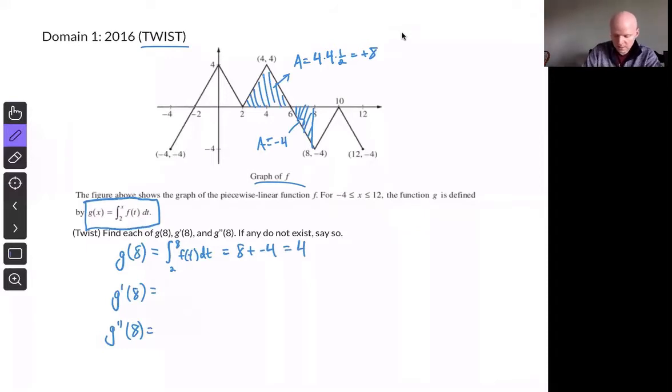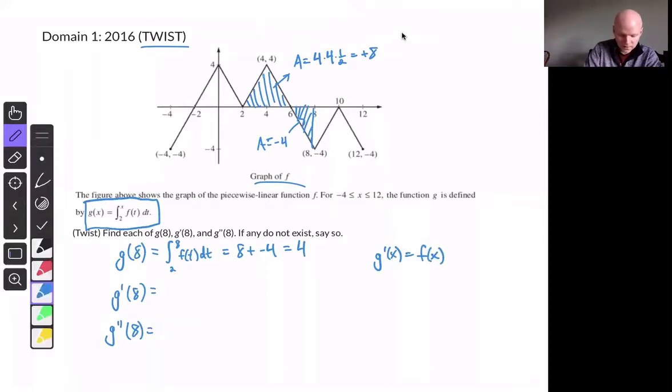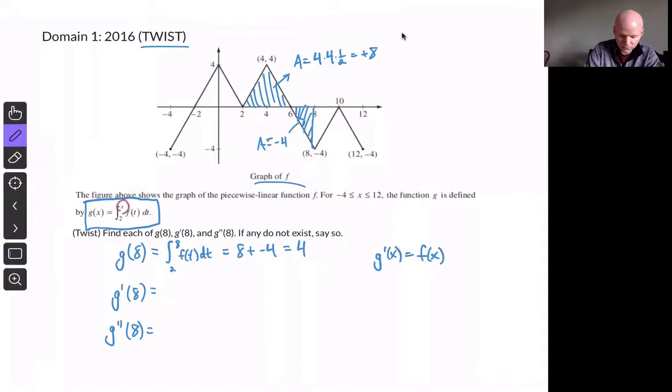Now g prime of 8. Because derivatives and integrals have this inverse relationship of undoing each other, we know that g prime of x is actually equal to f of x, because derivatives will undo integrals. And if you want to get really fancy, you can think about the fact that technically there might be a chain rule here, because x is like an inside layer. But because the derivative of x is just 1, it doesn't really change up the derivative at all. So g prime of x is just f of x, or f of x times 1, however you prefer. So g prime of 8 will be equal to f of 8. And in this case, f of 8 is -4. We just read it directly from the graph.